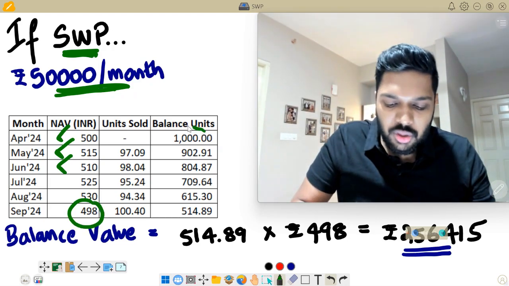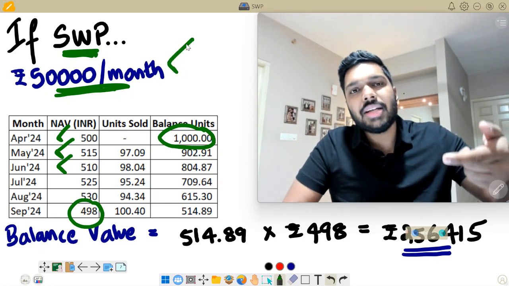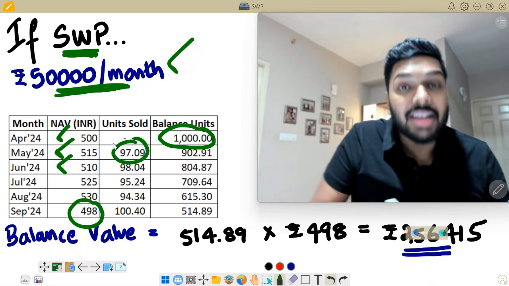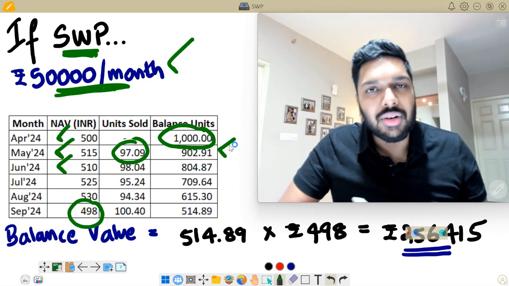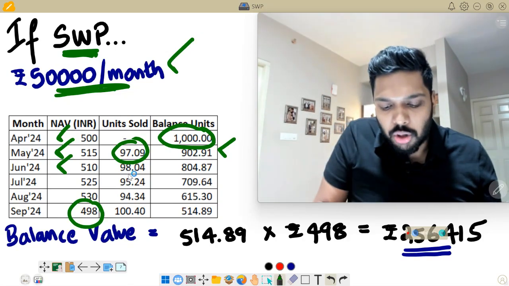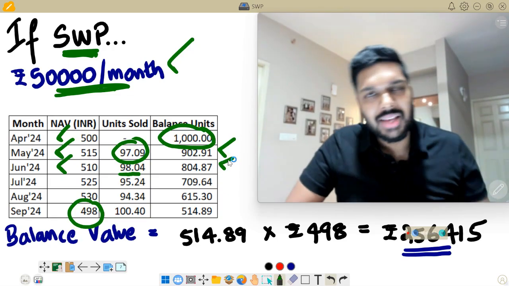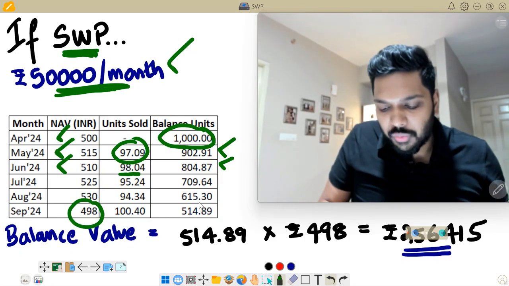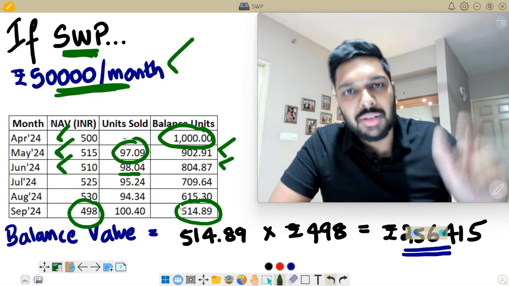You started with 1000 units and you want 50,000 rupees every month. So to get this amount every month as withdrawal, you have to sacrifice 97.09 units. And therefore, at the end of May, you are left with 902.91 units. Similarly, in June, you want 50,000 rupees as withdrawal. You have to sacrifice 98.04. You are left with 804.87 units. Like this, at the end of September, you are left with 514.89 units and you have withdrawn 50,000 rupees for the 6-month period.